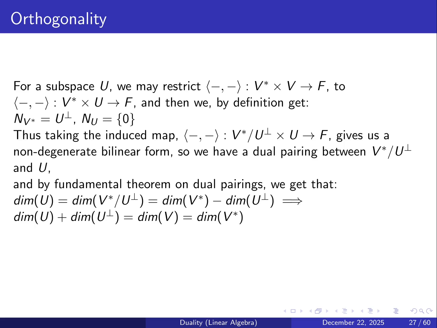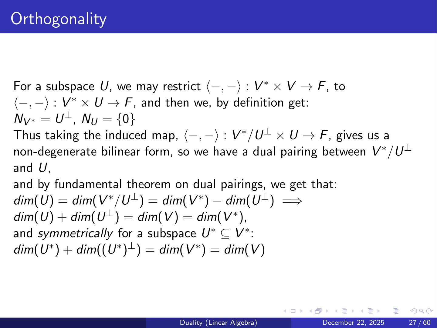That implies that the dimension of U plus the dimension of U complement is equal to the dimension of V, and symmetrically for a subspace U star of V star we get that the dimension of U star plus the dimension of U star complement is equal to the dimension of V star, which is itself equal to the dimension of V.